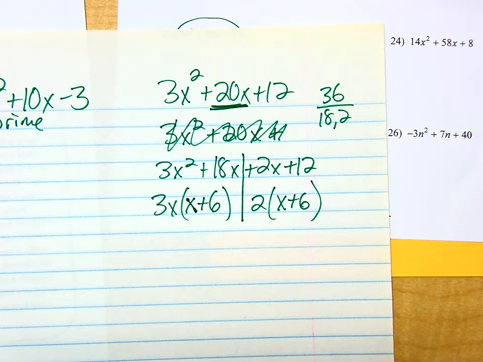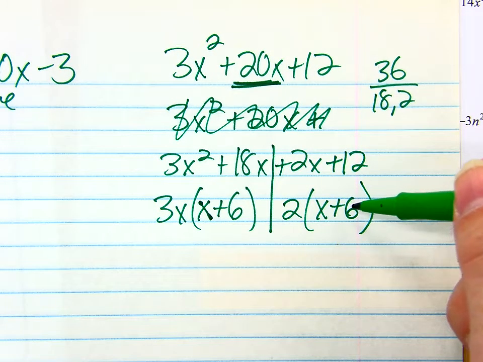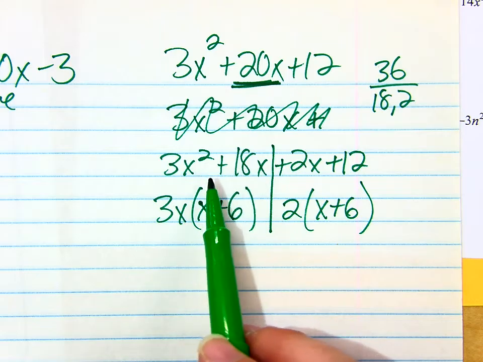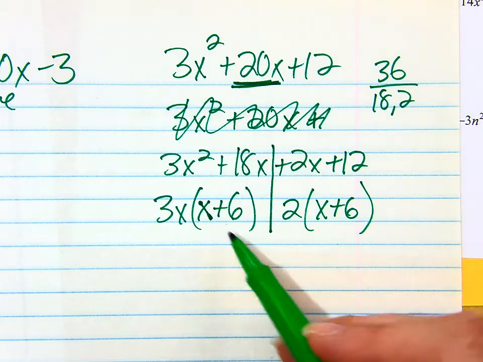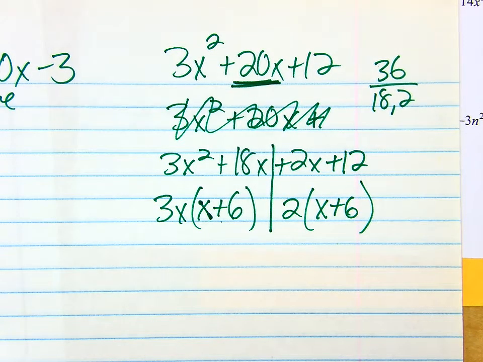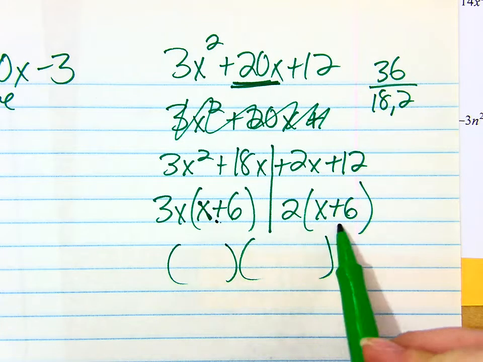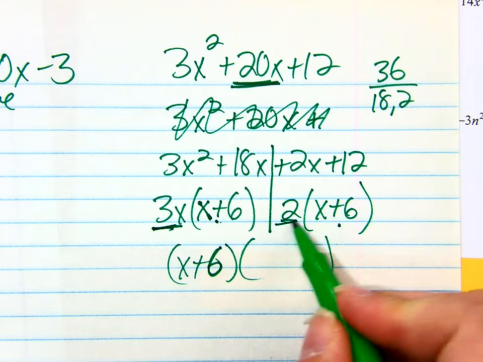The magic is supposed to happen right here. These 2 parentheses are supposed to be exactly the same. If they're not, something's wrong. Either you didn't factor out the greatest common factor, like if you had only taken an x out of here and not a 3x, that parenthesis wouldn't match that one. And then you go, oh, I should have taken out a 3x, not just an x. These 2 parentheses have to be totally identical. If they are not, go back and figure out what's wrong because something's messed up. Now that you have them, your 2 factors, one of them is just whatever is being shared, x plus 6, and the other one is just whatever is out in front, 3x and a positive 2.